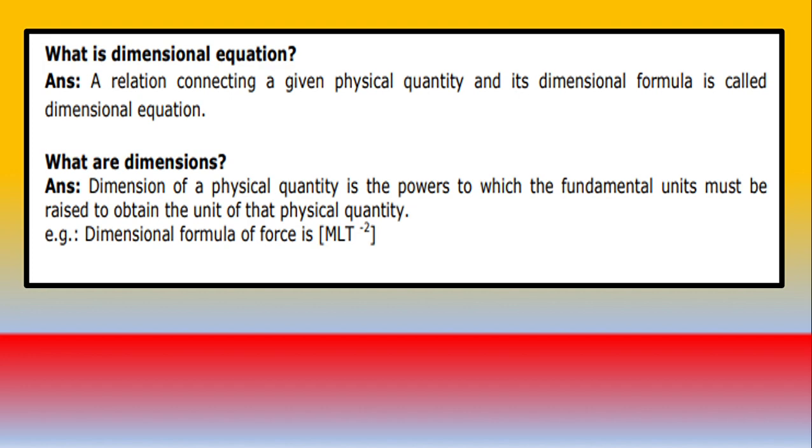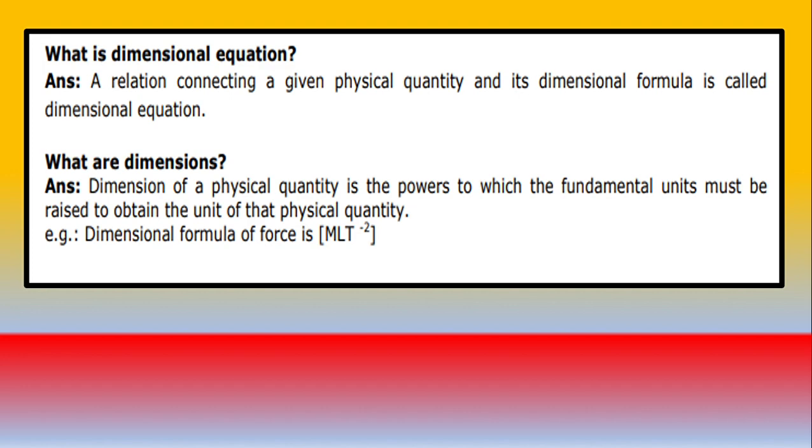One more definition we should know here, dimensional equation. So what is it? A relation connecting a given physical quantity and its dimensional formula is called dimensional equation. The dimension of a physical quantity is the power to which the fundamental unit must be raised to obtain the unit of that particular physical quantity. That is what we call a dimension or a dimensional formula.